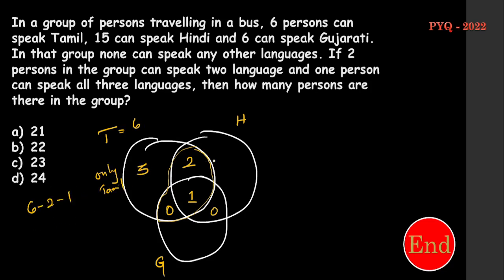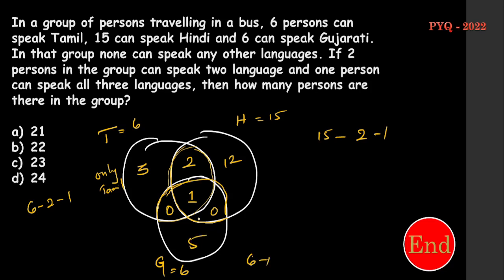This is only Tamil. And Hindi speakers is 15. So just subtract from 15 all the numbers inside the Hindi circle: 15 minus 2 minus 1. So what is that? 12. Now just look at this. Gujarati is 6. What are all the numbers inside this circle? Only 1. So 6 minus 1 is 5.